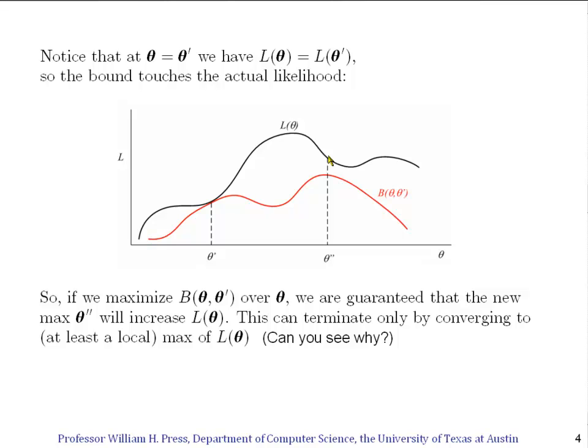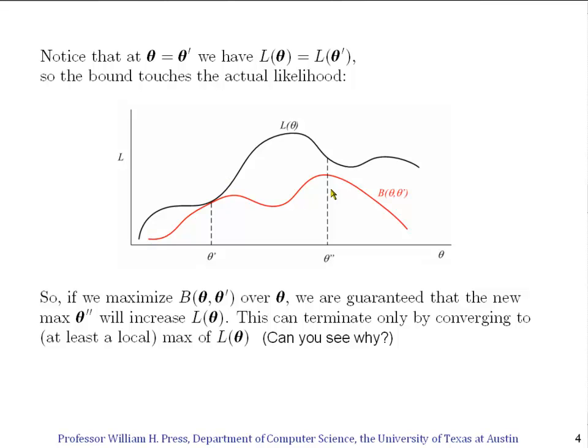Now how can this terminate? If you think about it, you'll see that this can only terminate at a maximum of the true likelihood. It might be only a local maximum. We can hope that it will be a global maximum. And why is that the case? Can you see why? Well, it all hinges on the nature of this tangency point here. When we set theta equal to theta prime, we find that the values are the same. But it must also be that the derivatives are the same and that there's a tangency. Otherwise, the red curve would cross the black curve if the derivatives didn't match. And that's ruled out because the red curve is always a lower bound to the black curve.